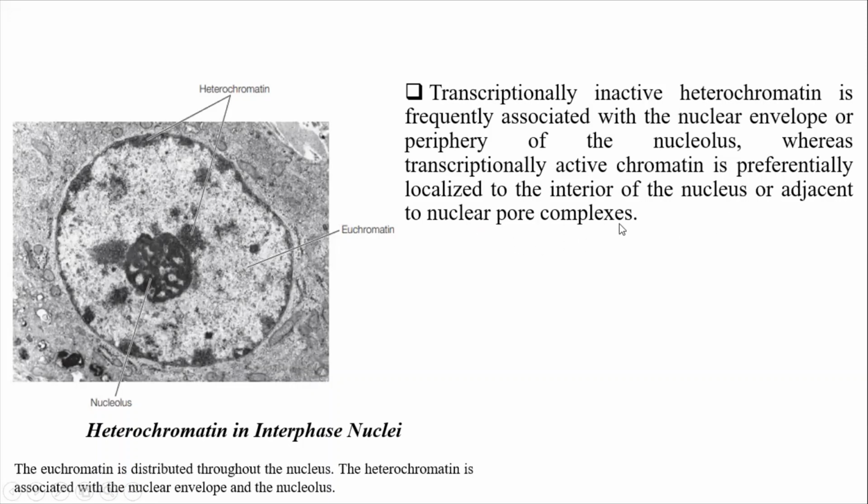Okay, it is near the NPC, okay? Now, heterochromatin in interphase nuclei. Now, this is again the electron micrograph over here, and what do we see is that the dark colored areas are your heterochromatin regions. Okay? So what they are saying is that heterochromatin will be either near the nucleolus or right near the nuclear envelope. Okay? Whereas your euchromatin region will be near the NPC.